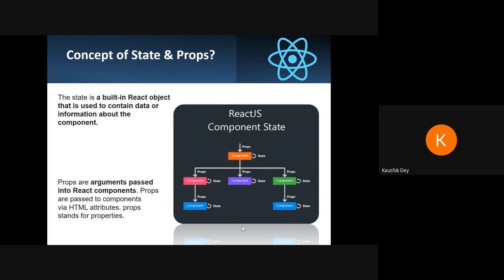State is there. You can see in my picture, the component. Every component has its own state, okay? Have you understood the diagram? These are components: your home, your main, your contact us. Every component has its own state and its own props. Props means something from outside.